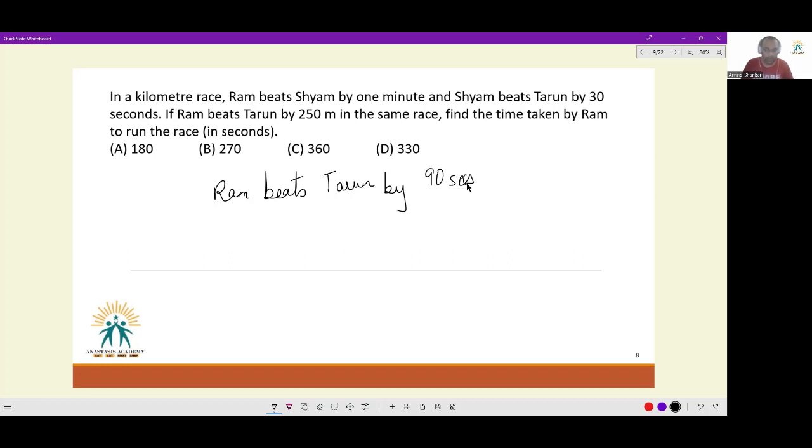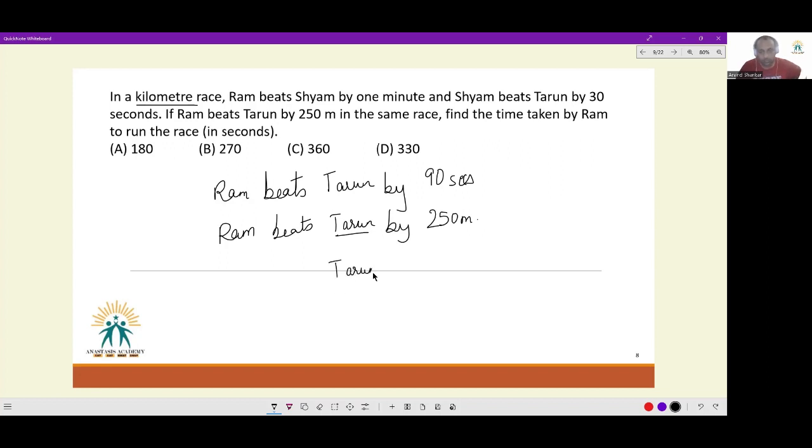The time taken from Ram to Shyam to Tarun is 90 seconds. So Ram beats Tarun by 90 seconds. In the same race, Ram beats Tarun by 250 meters, which is to say Tarun runs 250 meters in 90 seconds. And this is a kilometer race.